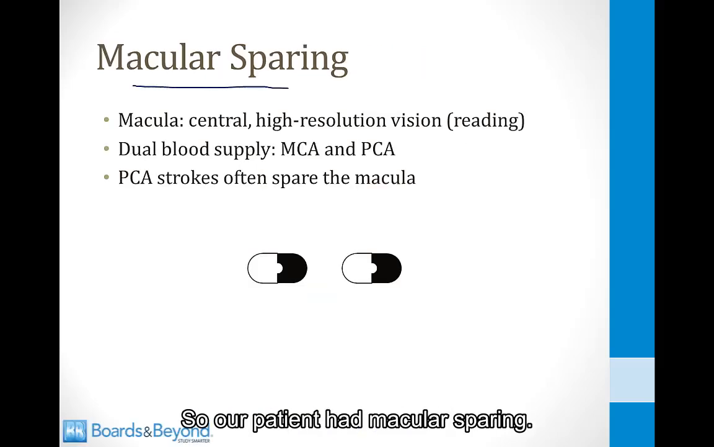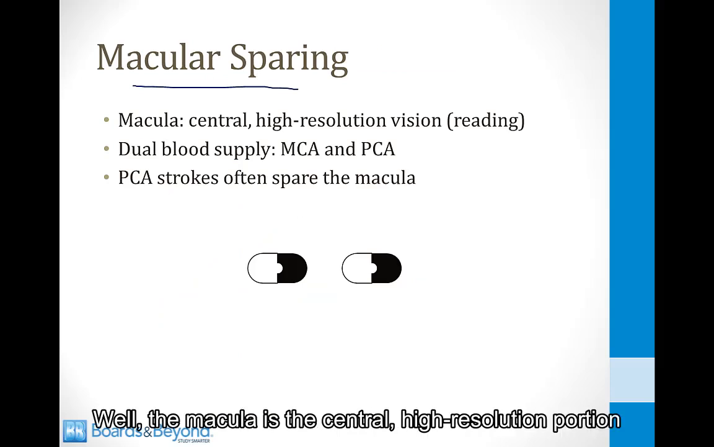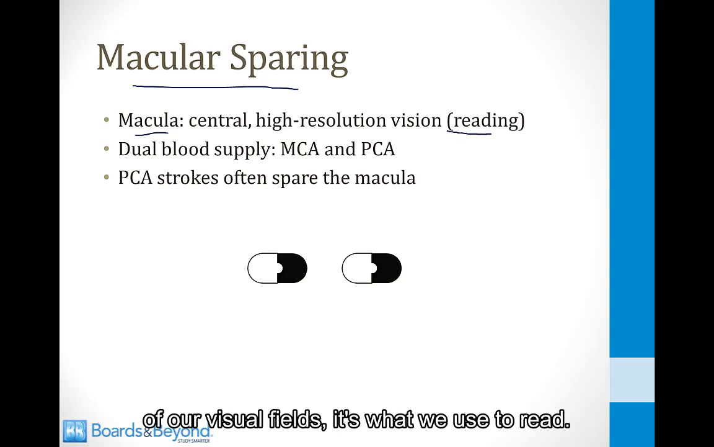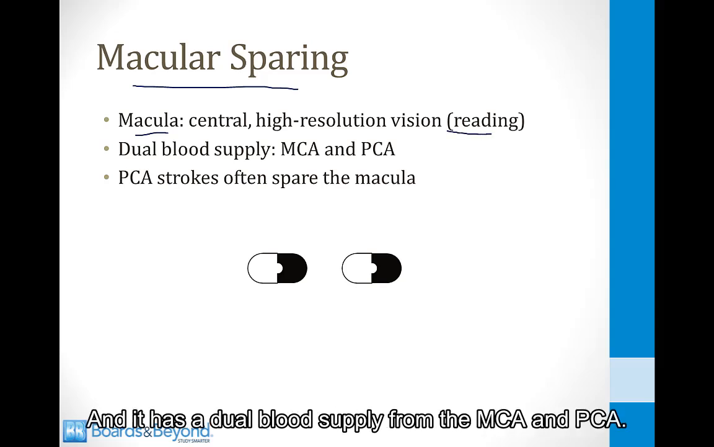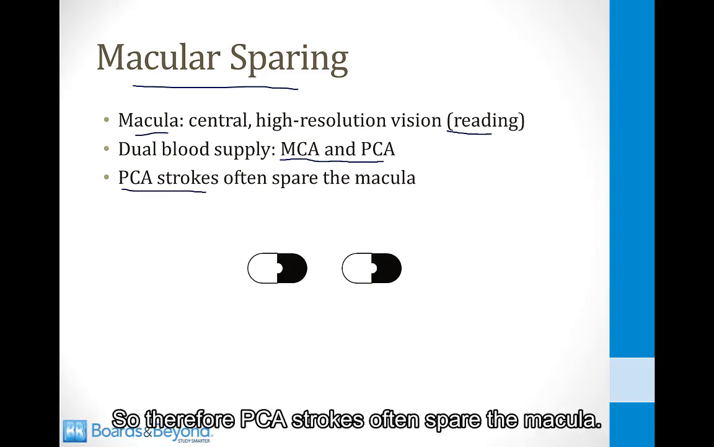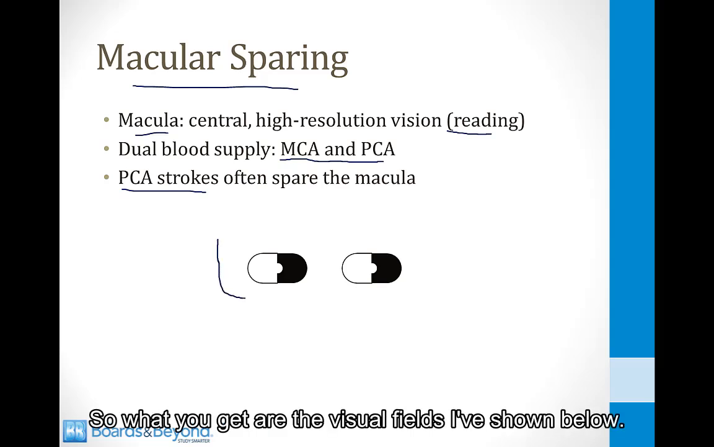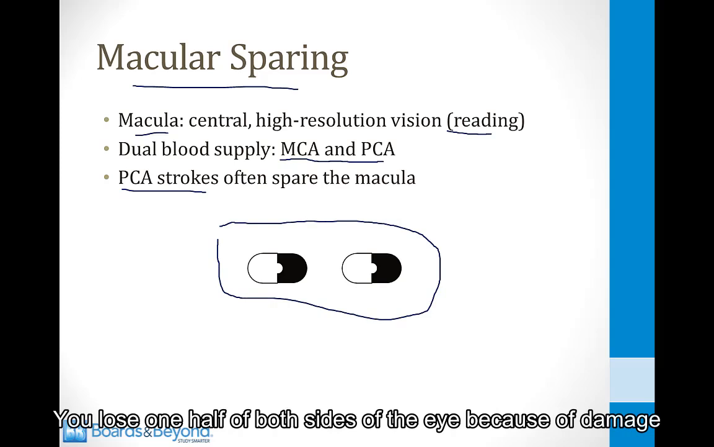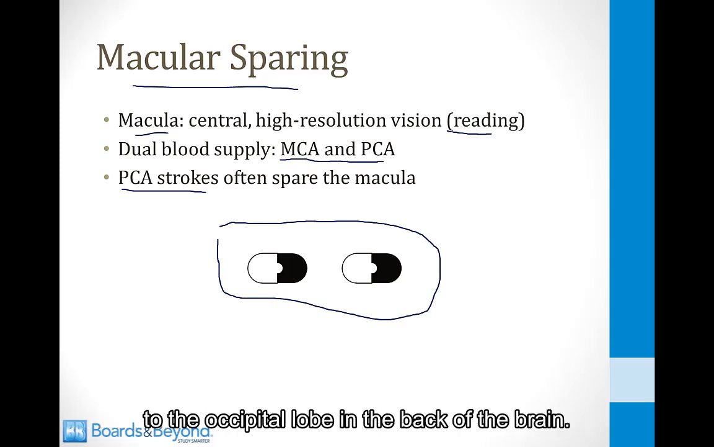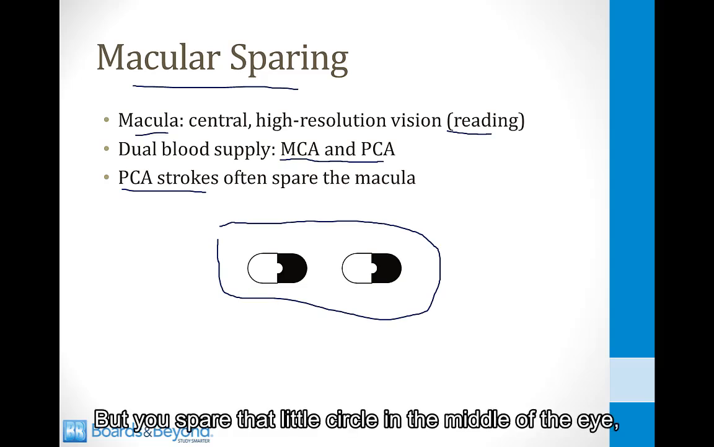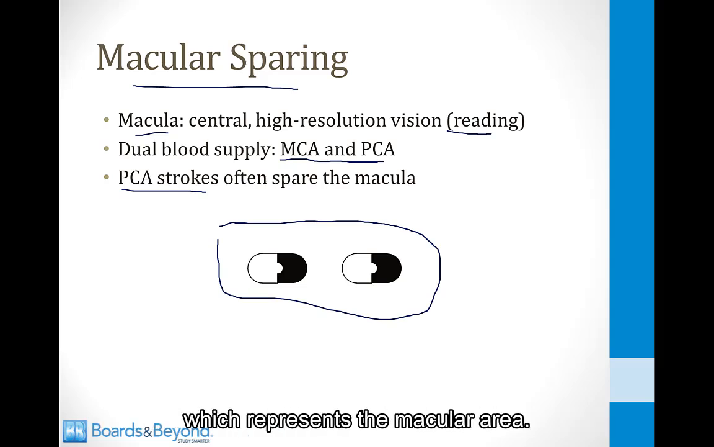So our patient had macular sparing. So what does that mean? Well, the macula is the central high-resolution portion of our visual fields. It's what we use to read. And it has a dual blood supply from the MCA and PCA. So therefore, PCA strokes often spare the macula. So what you get are the visual fields I've shown below. You lose half of both sides of the visual fields because of damage to the occipital lobe in the back of the brain, but you spare that little circle in the middle, which represents the macular area.